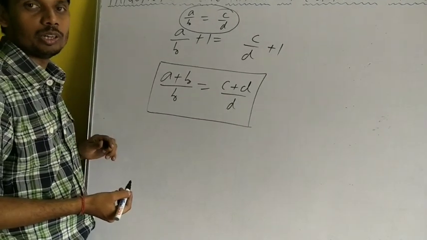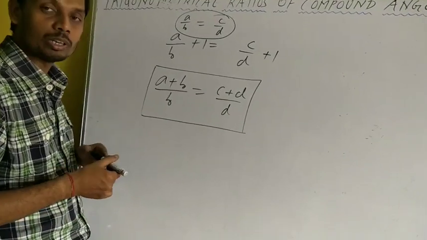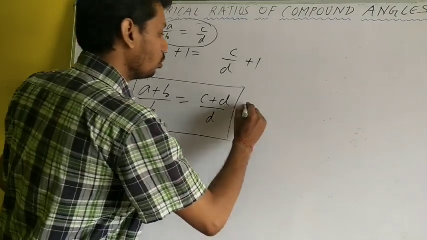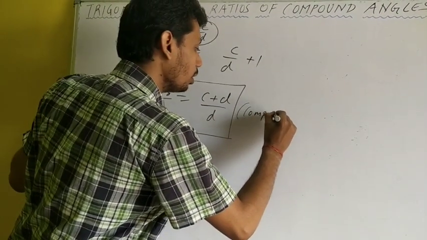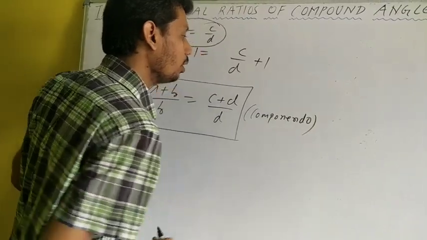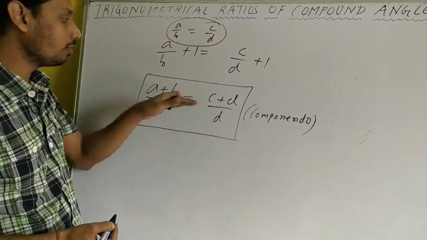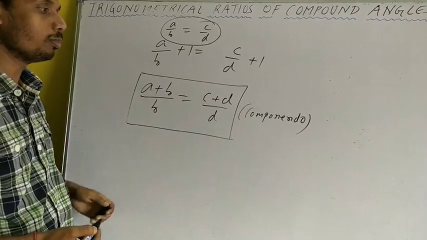And this particular property of proportion is known as componendo. So if a by b is equal to c by d, then by componendo we can say that a plus b by b is equal to c plus d by d.